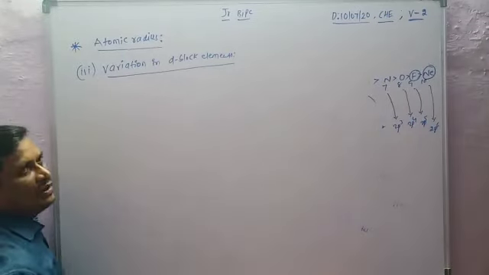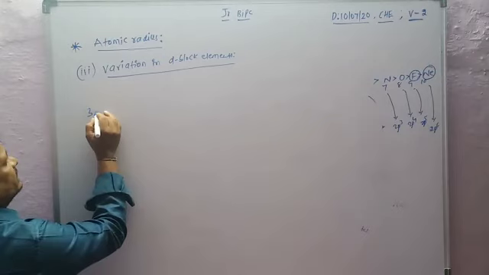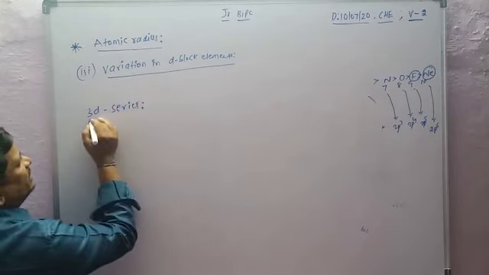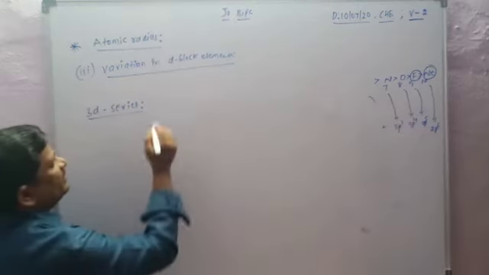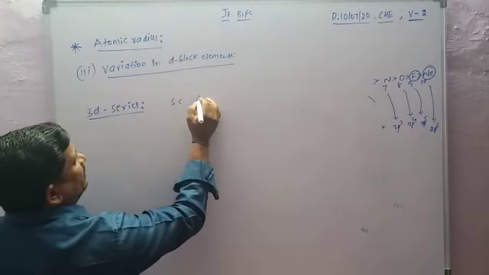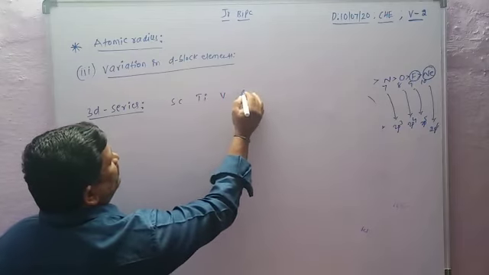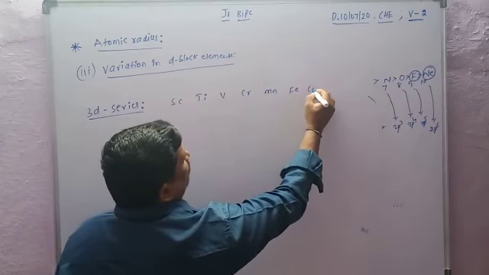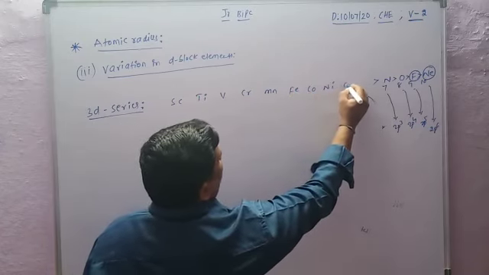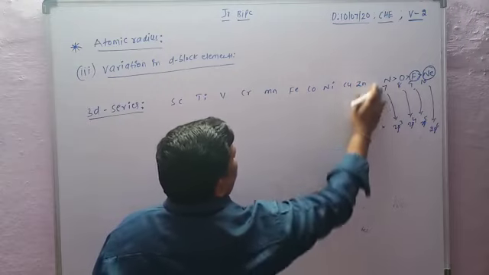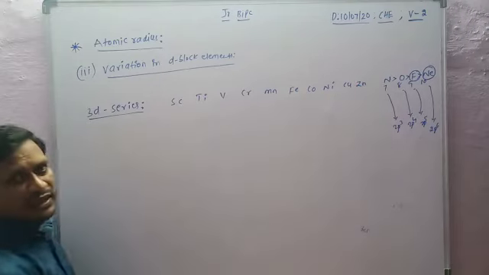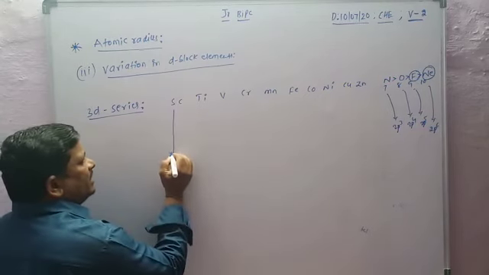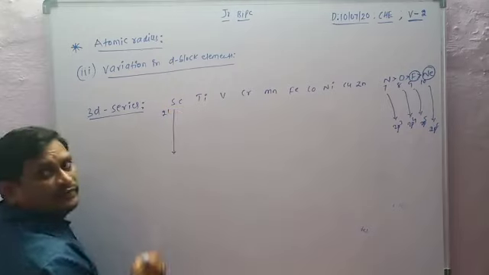Now, for example, let us consider the 3D series. What are the 3D series elements? Scandium, titanium, vanadium, chromium, manganese, iron, cobalt, nickel, copper, and zinc. These are the 3D elements. Now, scandium's atomic number is 21.